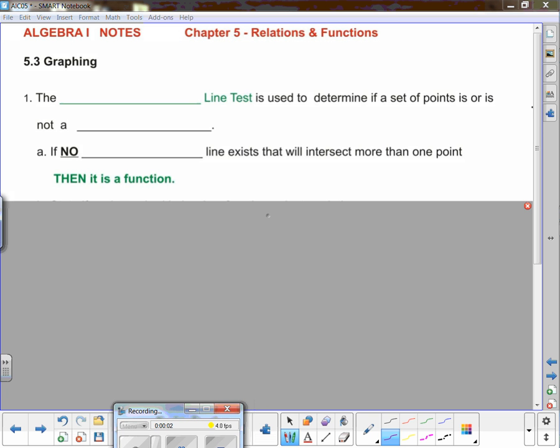All right, 5.3, graphing. We're going to take a look at graphing, and the kinds of things we're doing are going to lead us into higher math. We'll deal a lot with graphing this year, but when you get to Algebra 2, we'll deal a ton with graphing. And we'll graph all kinds of things.